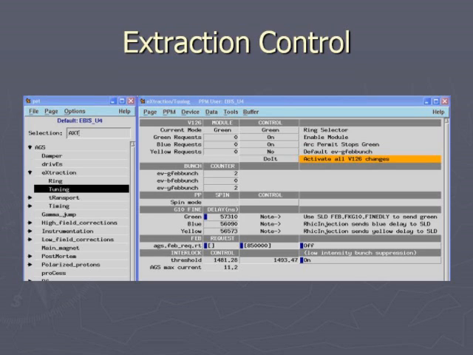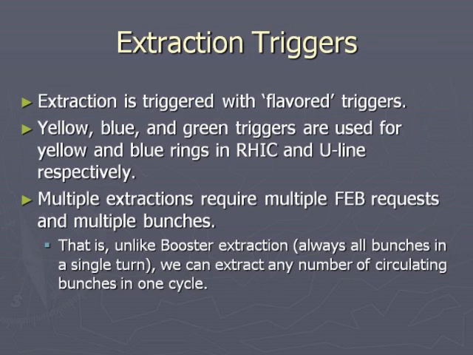One thing that you'll notice though is that when you set up extraction on the scope, you're probably looking at the G10 kicker, for instance, and it won't trigger. And so one thing that stops it from triggering is... HBMs only respond to green triggers, X and Y, and RIC responds to the appropriate colors, yellow or blue. Multiple extractions require multiple FEV requests.